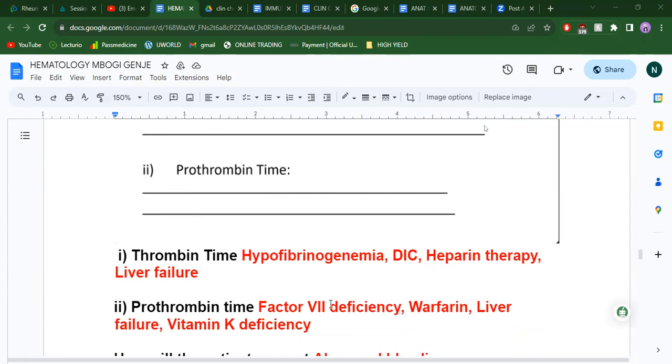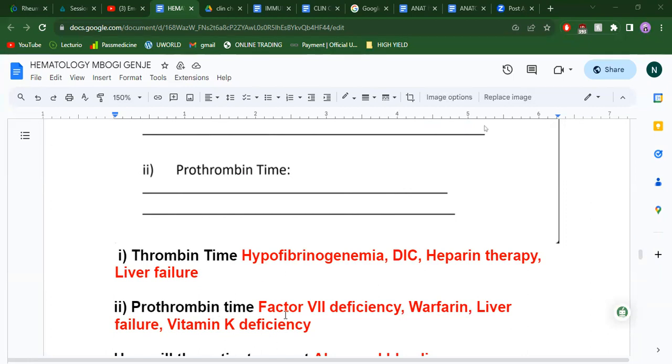So prothrombin time is PT. You said PT is playing tennis, you play outside. So extrinsic pathway. You look at the extrinsic pathway. So factor 5, 6, 7, factor 7 deficiency, warfarin, liver failure. So liver failure will be an answer in both, because the liver synthesizes all the factors. So that should be your first answer.